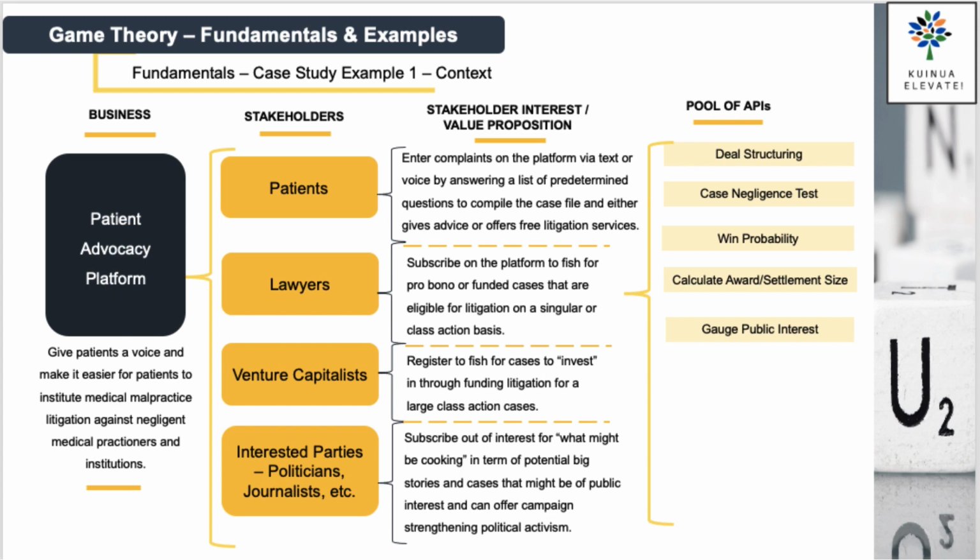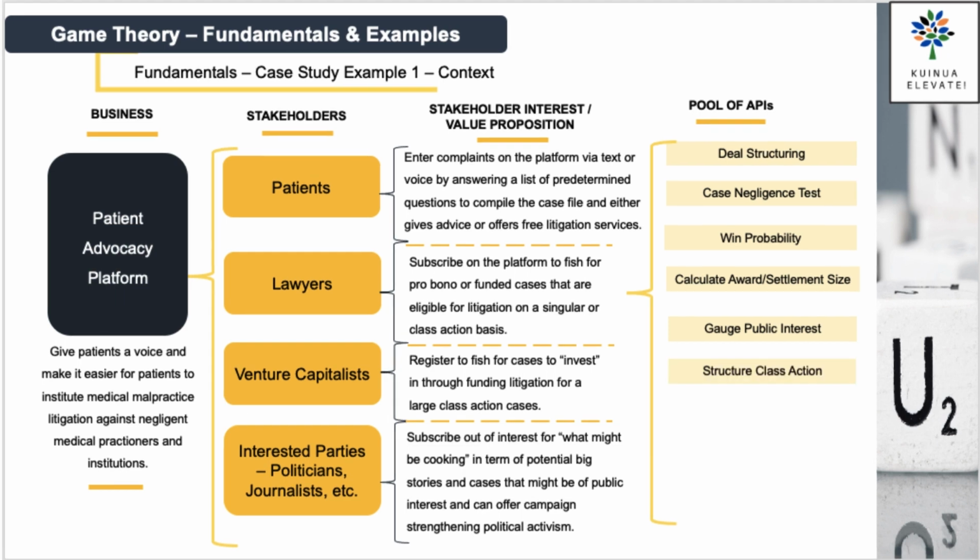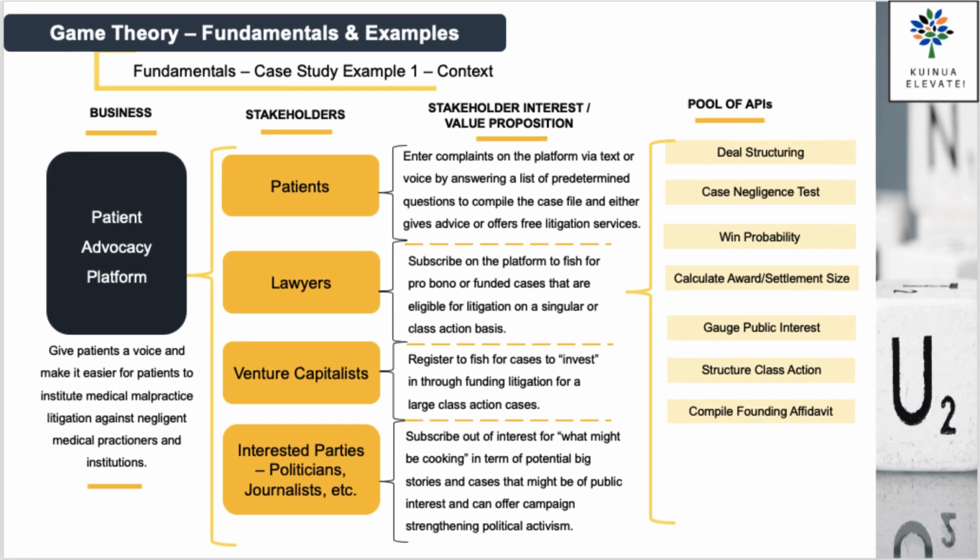Other APIs include calculating the win probability of the case, assessing the case's potential to become a class action, structuring a deal with the complainant, lawyers, and case funders where applicable, assessing the potential level of public interest in the case, and notifying subscribed interested parties and stakeholders, particularly with cases that are not eligible for litigation but there's a clear wrongdoing prevalent.